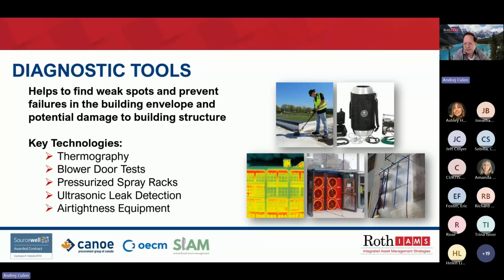There are also blower door tests, where a large fan is mounted in a doorway to pressurize or depressurize the building, which helps to identify leaks in the building's air barrier. Pressurized spray racks use a high volume of water to simulate heavy rainfall on exterior components like windows, walls, and cladding to test for water penetration. Ultrasonic leak detection uses sound transmitters to detect small gaps, often in combination with other methods like spray testing. This can be a non-destructive and efficient way to locate air leaks.